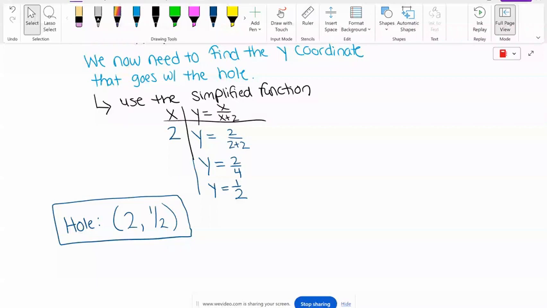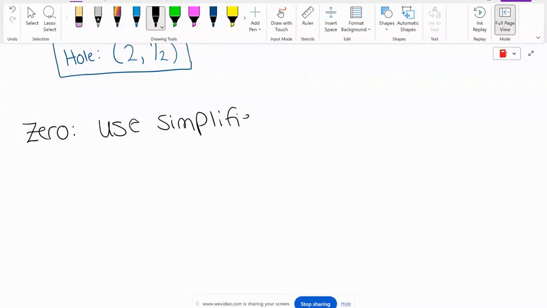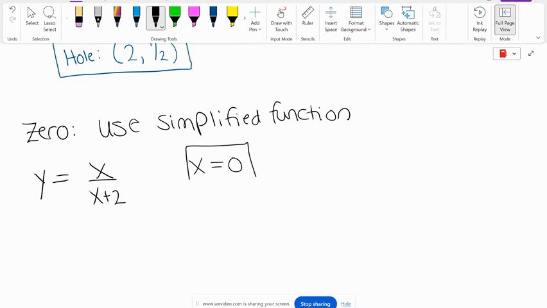Okay, so we did the vertical asymptote. We did our hole. Let's go to our zeros. Again, for the zero, we're going to use the simplified function. So we have y is equal to x over x plus 2. How do we identify a zero? We set the numerator equal to 0. So we have a zero at x equals 0.